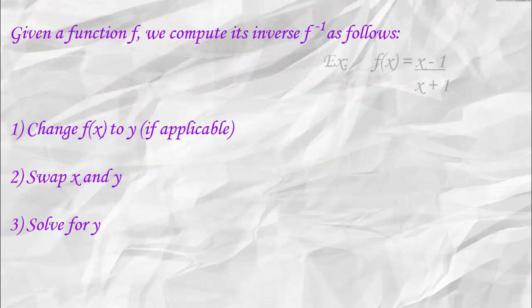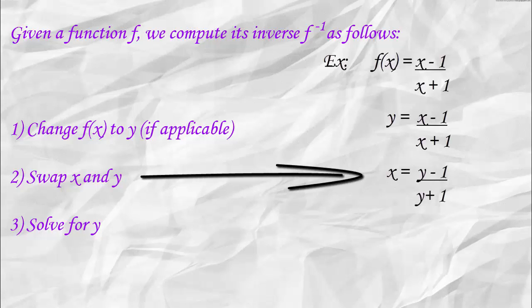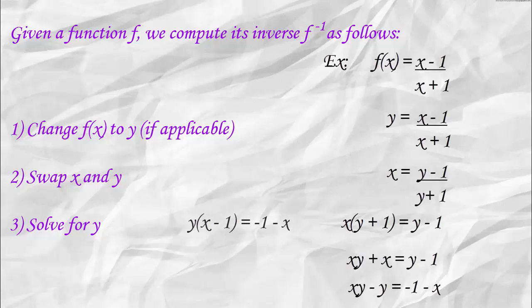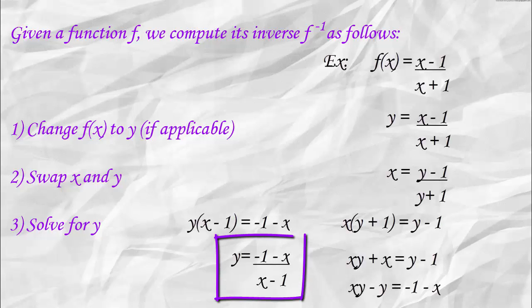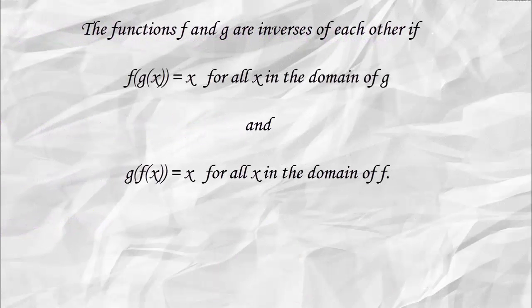In general, given a function, we compute its inverse by changing f of x to y, if applicable, then swapping x and y, then solving for y. The functions f and g are said to be inverses of each other if f composed with g equals x and g composed with f equals x.